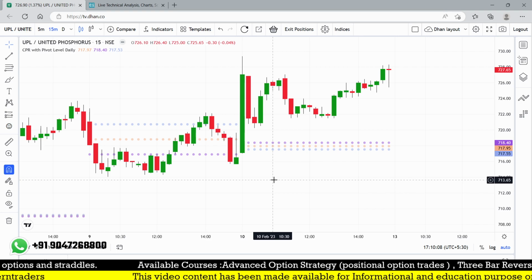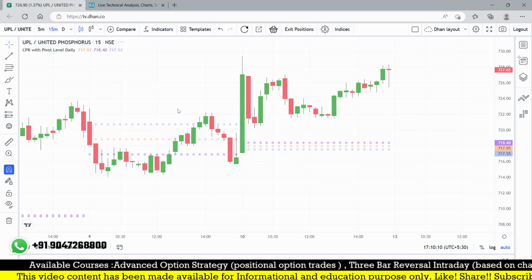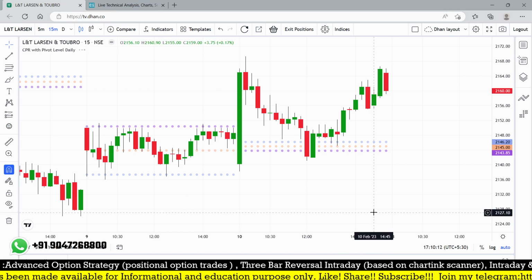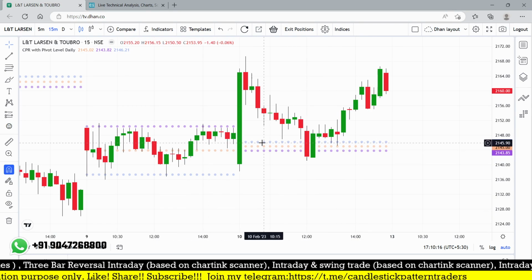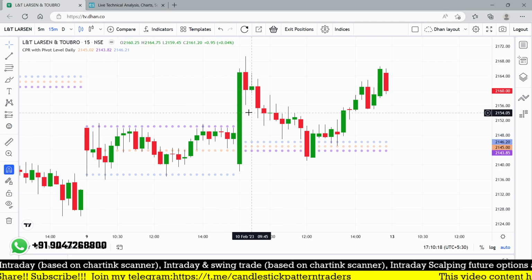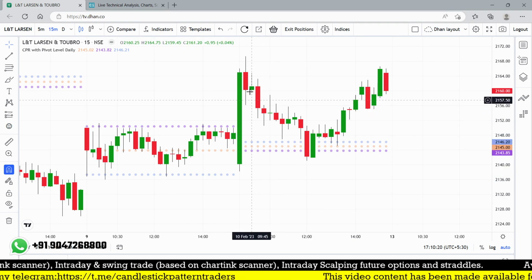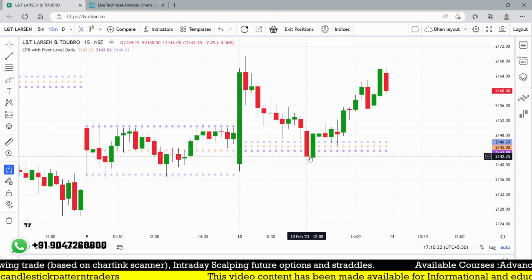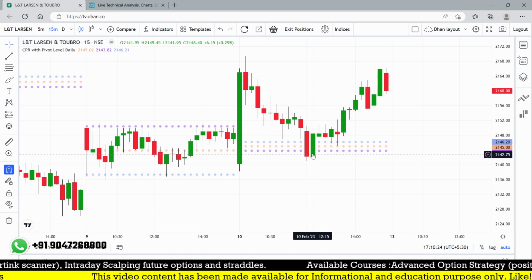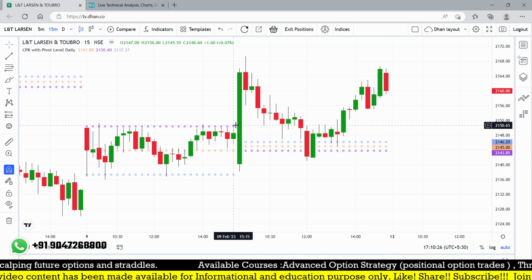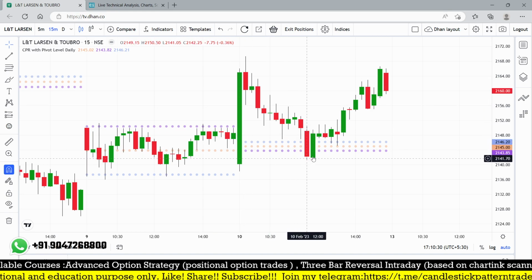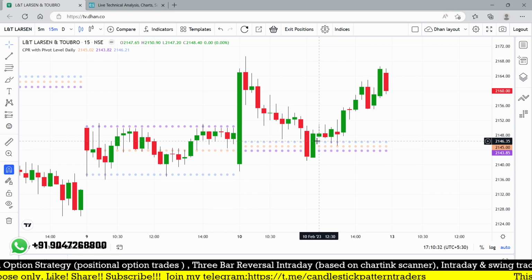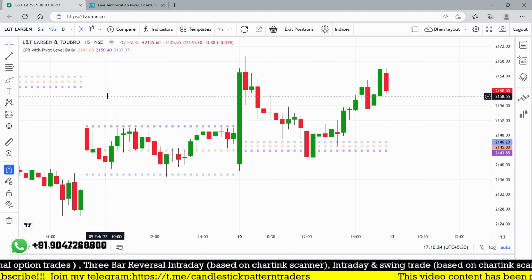So let me show you some stocks like LNT. Look at this, it's inside the previous CPR, and in the first candle itself there was a huge move. Now it has started moving down, and whenever it returns back above the price level, this should be my entry point. Initially it goes down, returns to this level, back above the BC, and this time it went higher.